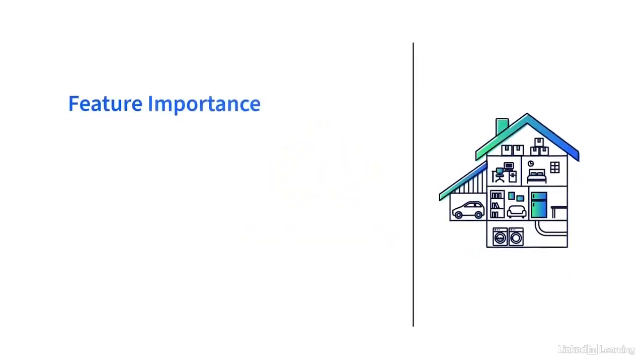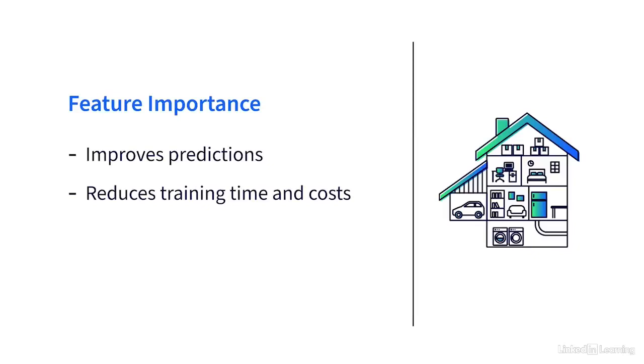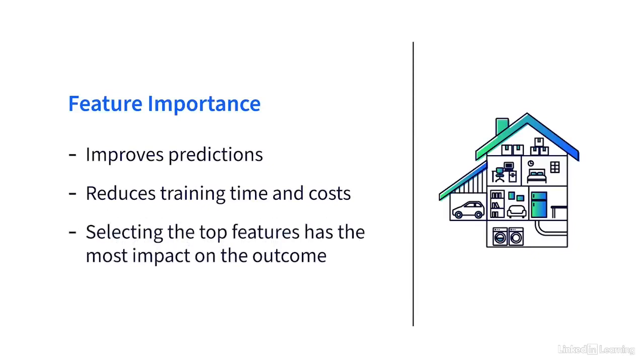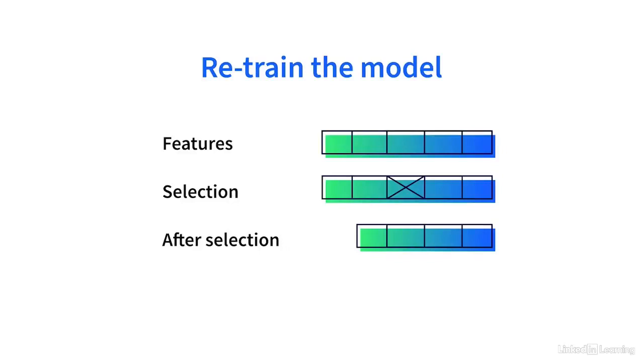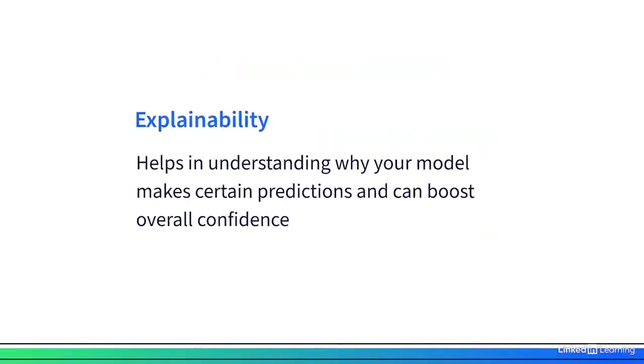The overall goal of feature importance is to improve predictions and reduce the training time and overall costs by selecting the top features that have the most impact on the outcome, in our case, the cost of a home. After you understand feature importance, you retrain the model with the most important features. This gives you a less complex model to maintain, but more importantly, the results from identifying important features can feed directly into model testing and model explainability. Explainability helps you better understand why your model makes certain predictions and can boost the overall confidence in your model.